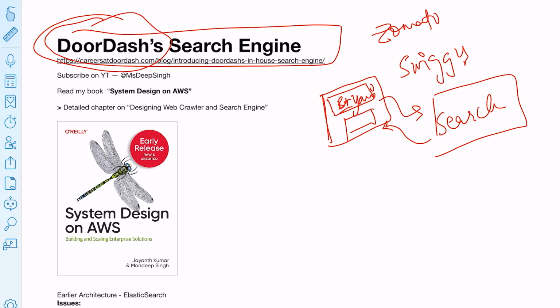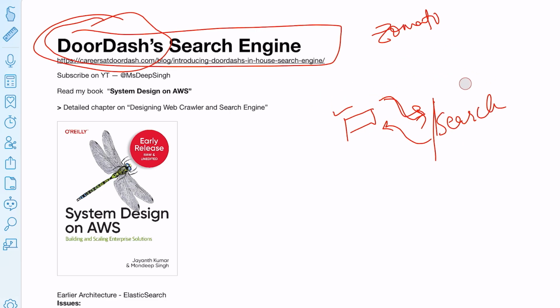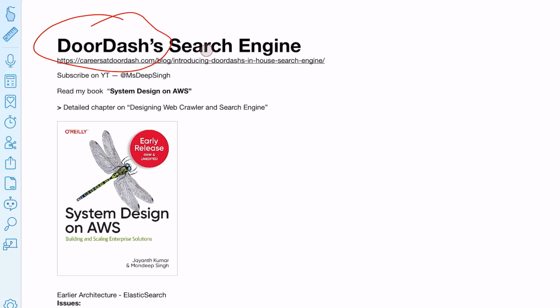There is some data ingested, on which you provide some sort of keywords, and then on top of that you perform the search. So this is the basic architecture of the search system, and we will be discussing the architecture very specific to DoorDash, how it was designed at DoorDash. This is based on a particular blog published by DoorDash on their engineering blogs website.